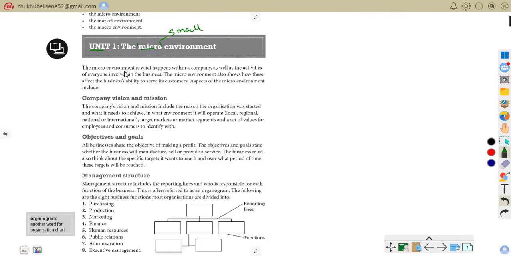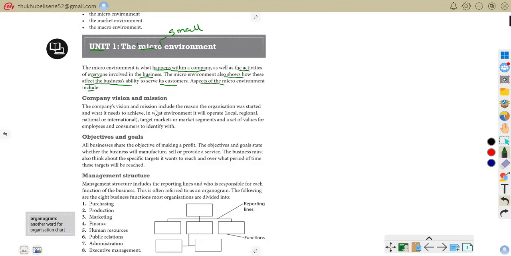Like it says, the microenvironment is what happens within a company, as well as the activities of everyone involved in the business. The microenvironment also shows the effect on the business's ability to serve its customers. So the aspects of the microenvironment include.